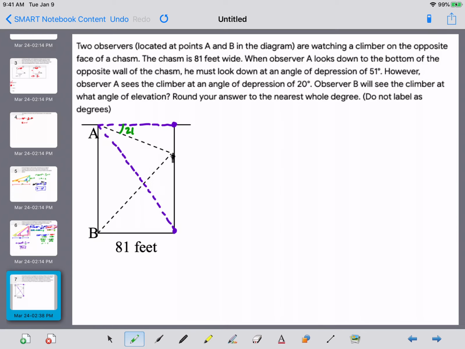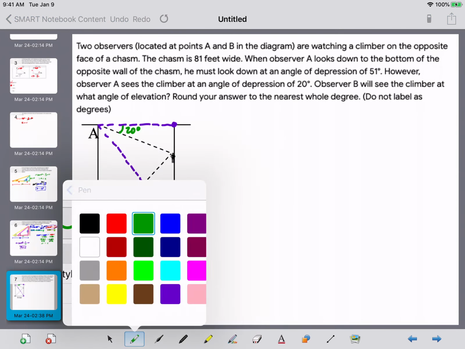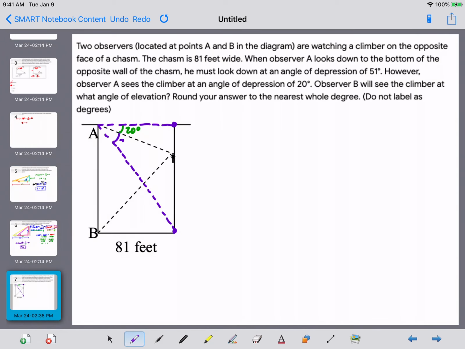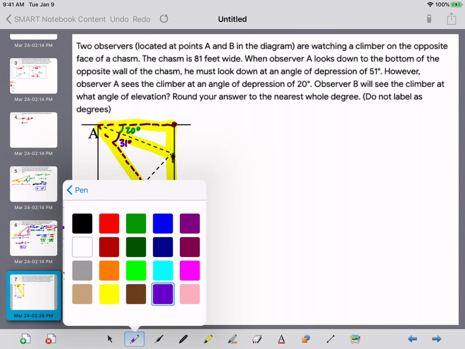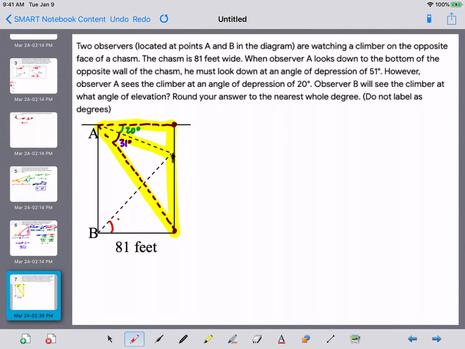All right, so this was 21 degrees. Just kidding, this was 20 degrees. And this was 31 degrees. All right, did it. Okay, so this is where I was getting at. We're going to use these two right triangles that are created from the 20 degree and the 31 degree. And again, we're trying to find this angle here. We also know this up here is 81.